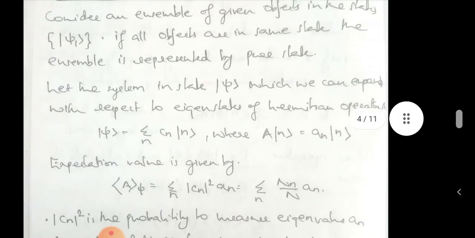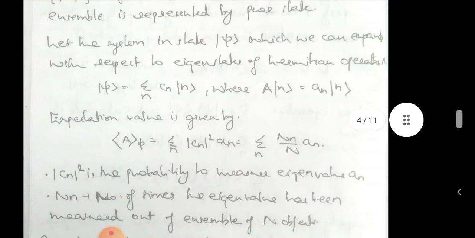Now let the system be in the state psi, which we can expand with respect to the eigenstates of an operator A. So we write the state psi as summation n c_n into the product of n, where A acting on n gives a_n, small a_n, where small a_n are actually the eigenvalues of the operator A. So the expectation value is given by the expectation value of A in psi, equal to sigma n c_n square into a_n, where c_n square is N_n divided by capital N, and c_n square is actually the probability to measure the eigenvalue a_n, which is defined by N_n by N, where N_n is the number of times this eigenvalue has been measured out of an ensemble of N objects.